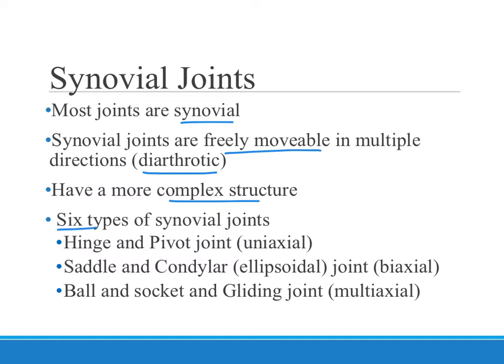They can be on a single axis in how they move. The hinge joint and the pivot joint are uniaxial. They can move in 2 different directions or be biaxial, and examples of that are the saddle and the condylar joints. And then they can move in many directions or multi-axial, like our ball and socket joint and the gliding joints.